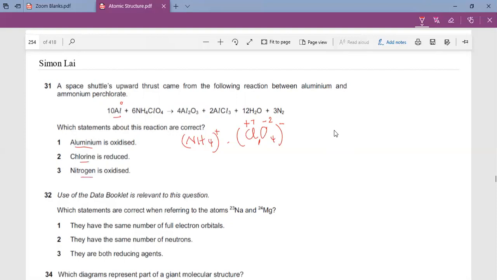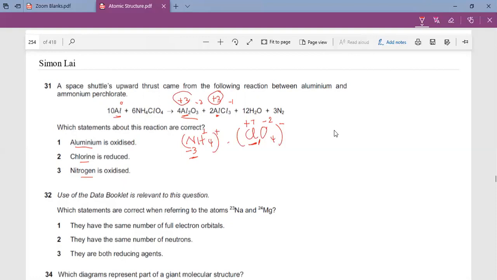So what for nitrogen here? Remember, hydrogen is +1, so +4. To be +1 here, nitrogen must be -3. Now in Al2O3, oxygen is -2, so aluminum is +3. And in the other compound, with chlorine -1, aluminum is also +3. So aluminum is +3 for both of them.